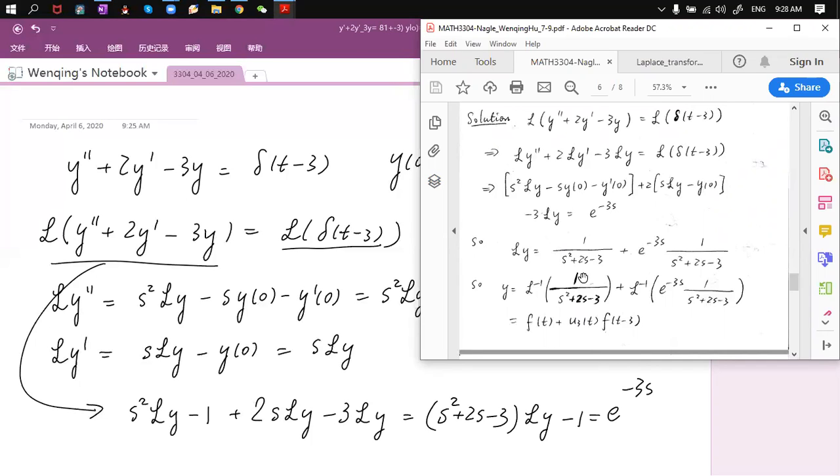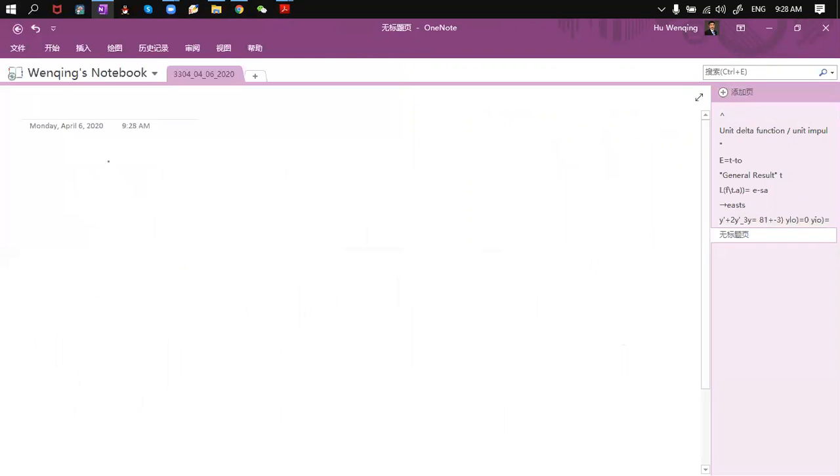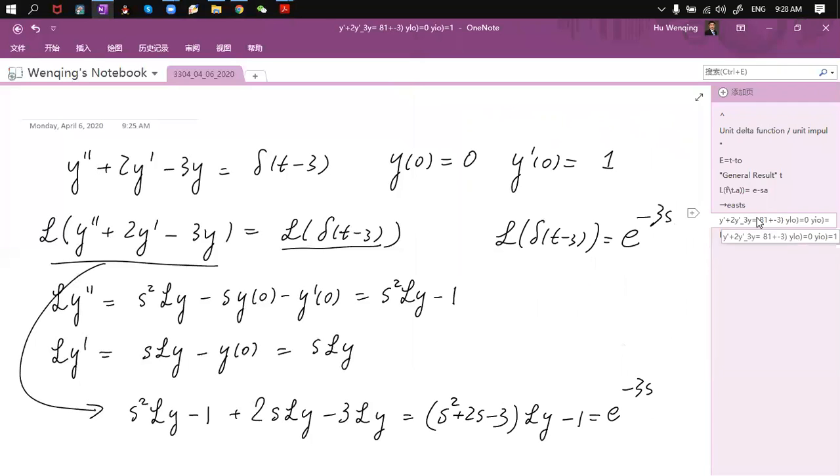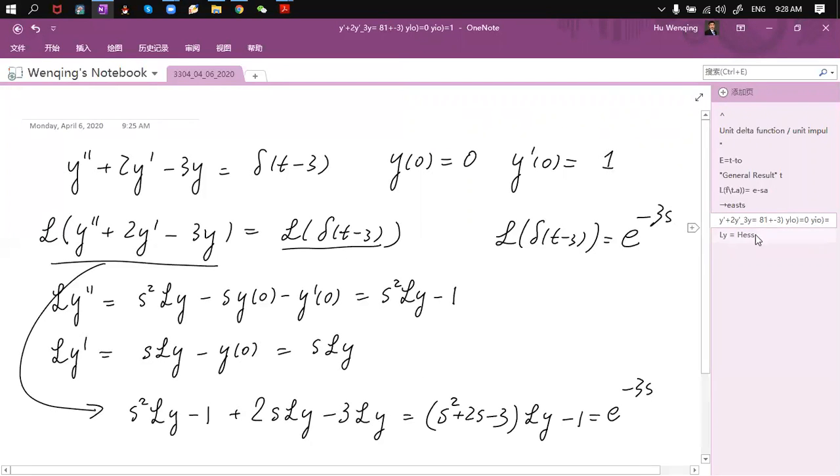So you get the Laplace transform of y is equal to 1 over s squared plus 2s minus 3 plus e power 3s, 1 over s squared plus 2s minus 3, right? So in the end, you get the result. According to the previous table, the Laplace transform of y will be equal to 1 plus e power minus 3s, divided by the numerator, s squared plus 2s minus 3.